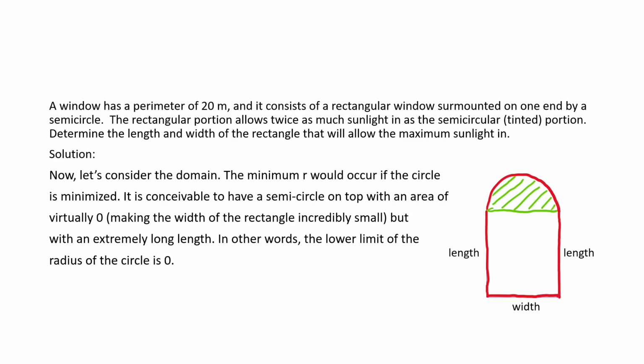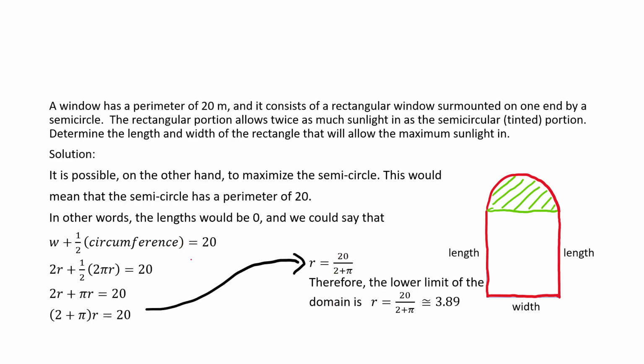Now let's consider the domain here. The minimum r would occur if the circle was minimized. It's conceivable, although it'd be really, really weird looking, to have an extremely narrow window. I'll do my best to draw it. An extremely narrow rectangle with the littlest tiny circle on top with a radius of virtually 0. So it's possible to have that semicircle on top like that, and an extremely long length. So we're going to say the lower limit of the radius of the circle will be 0.